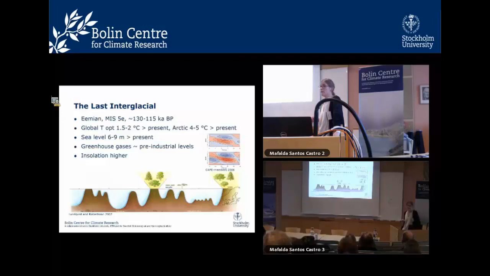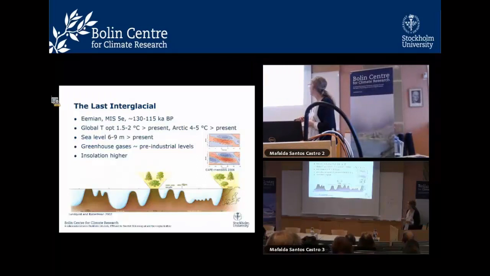Greenhouse gas concentrations in the atmosphere were close to or similar to pre-industrial levels, but insolation was higher during the Eemian interglacial than the Holocene interglacial due to a different configuration of the orbital parameters. So there are some key limitations to studying the Eemian.